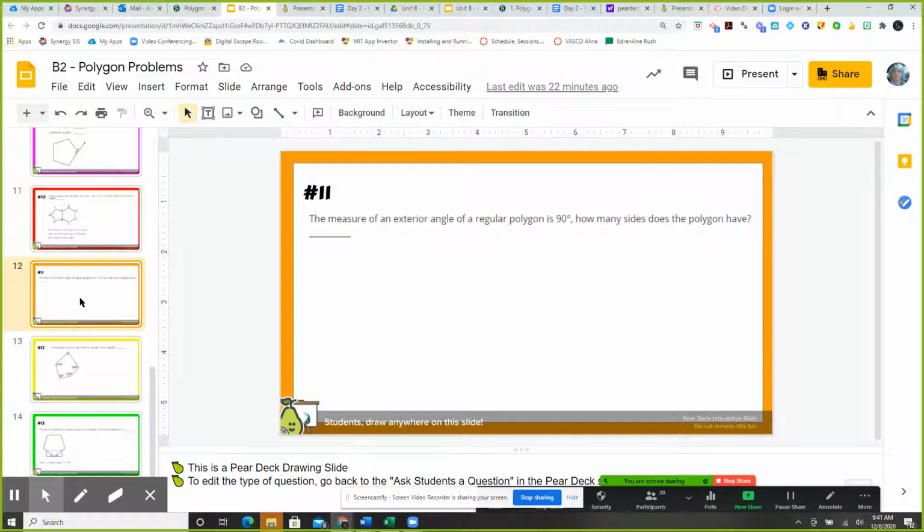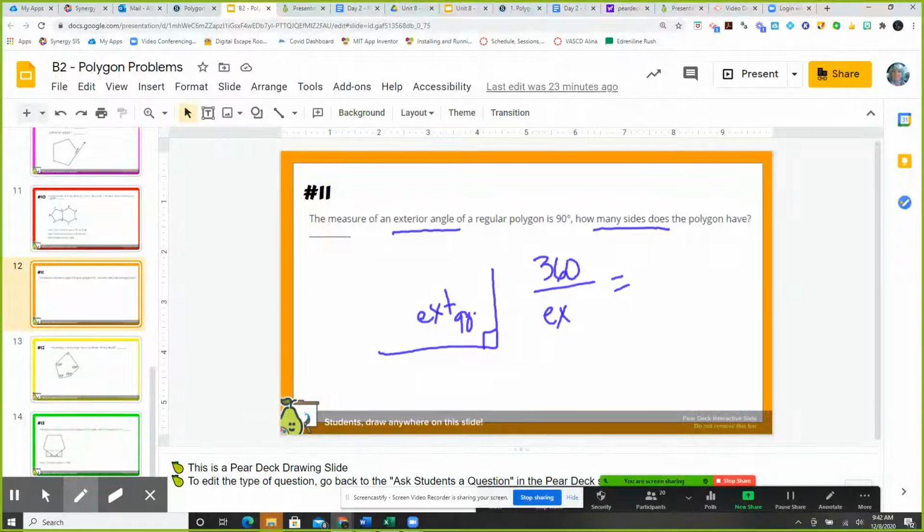So talk me through number 11. What do I know? What do I need to draw? Okay, so is the 90-degree angle interior or exterior? Exterior, okay. So automatically, oh wait, what am I looking for? So what do I do for sides from exterior angles? They're all going to be 90-degree angles. So how many sides is that? 360 divided by the exterior angle equals the number of sides.